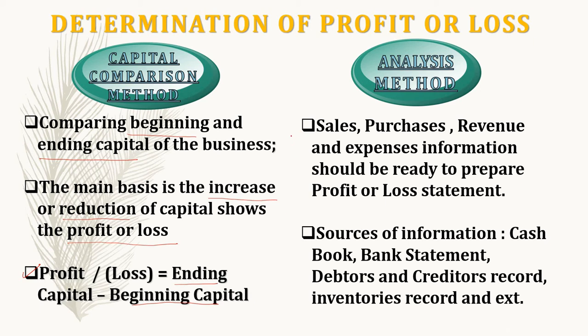So you are given more information compared to the capital comparison method, whereby you can do the adjustments to find the amount for your sales, purchases, revenue and expenses, and you are able to find all the information because you are given the cash book or the bank book statements, and you also have the inventory records as well.